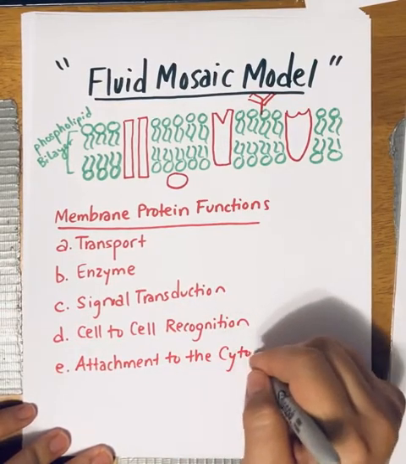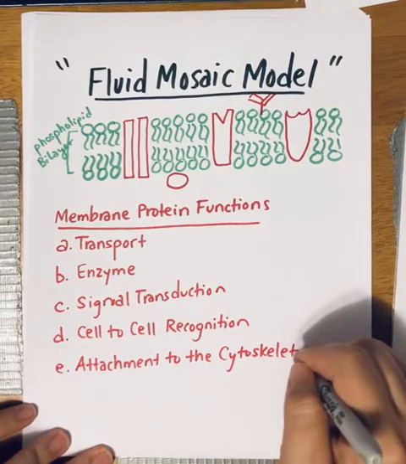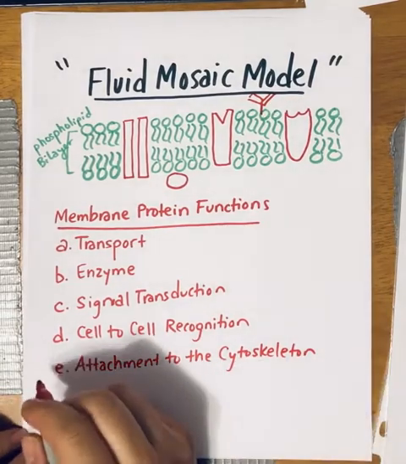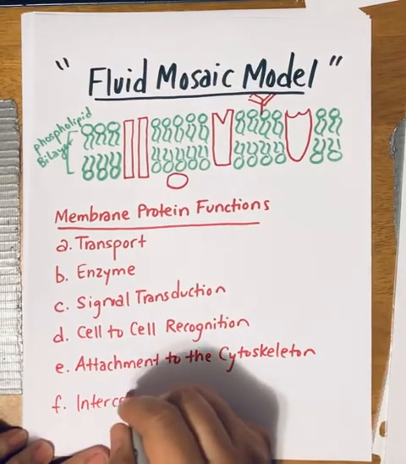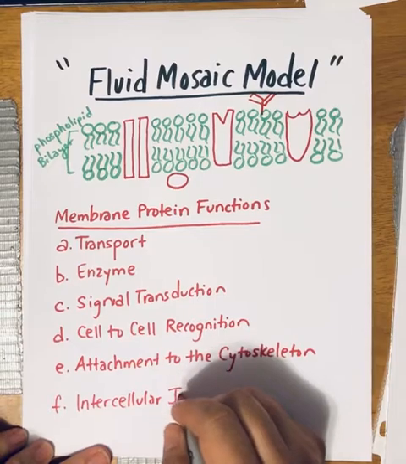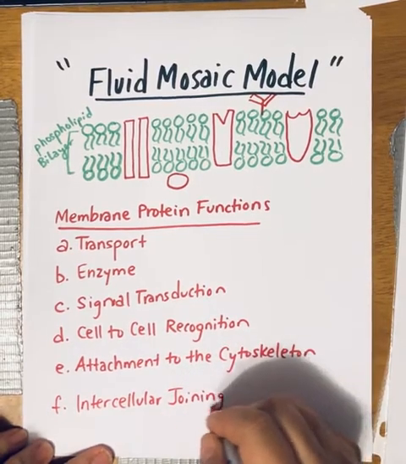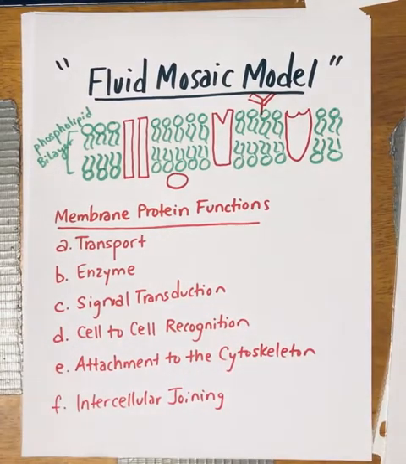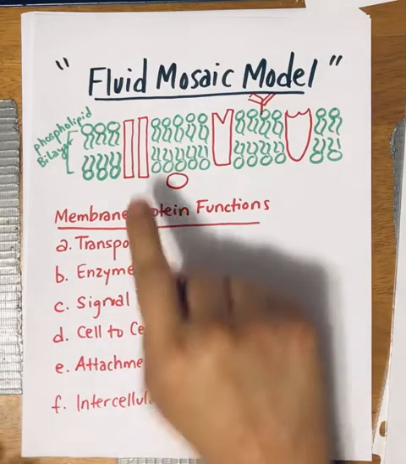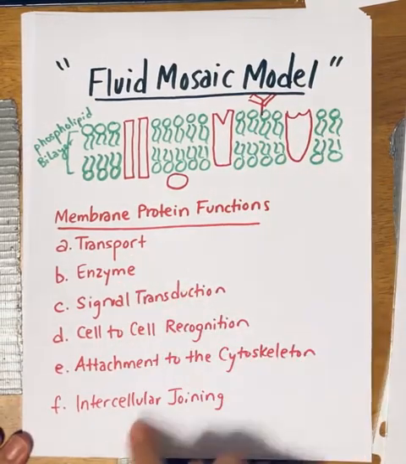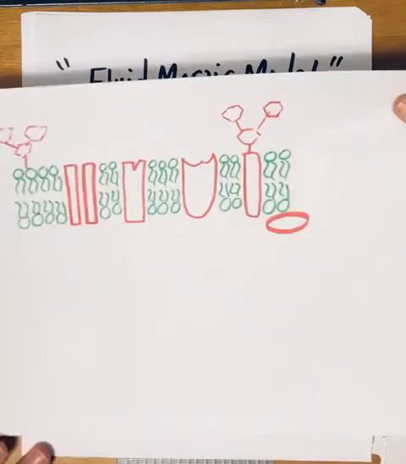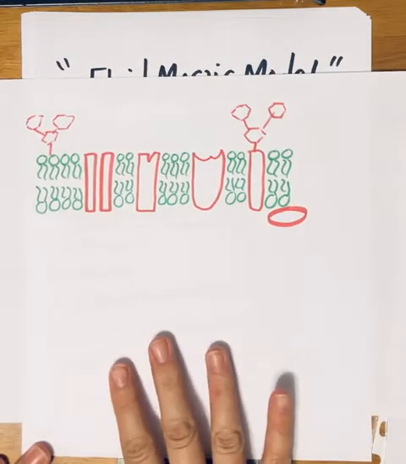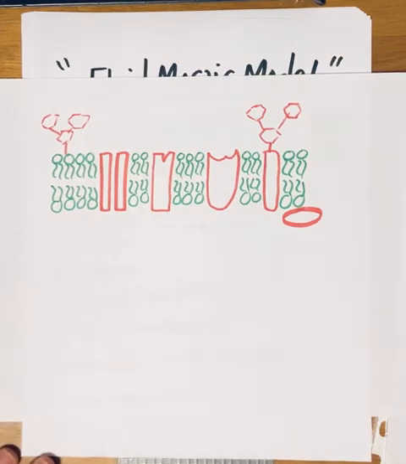Attachment of the cytoskeleton, so it's going to help form the walls and anchor all of your organelles. And intracellular joining. So we're going to draw out the phospholipid bilayer or the fluid mosaic model with the different types of proteins, and I'll go over the function. So I've already drawn this out. You should definitely draw it out and then know their functions.